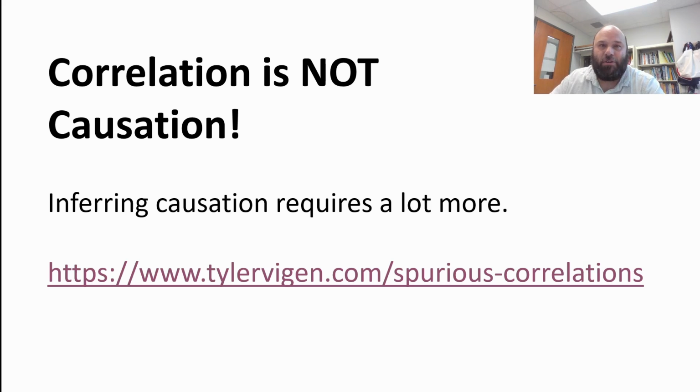Just because you find correlation does not mean you have causation. There's a huge difference between the two, and inferring causation requires a lot more than just correlation. To be clear, if there is causation, if there's a linear impact, it'll be a correlation. Otherwise, there is an association, but it is not true vice versa. And when you happen to have correlation with no causation, that's called spurious correlation.